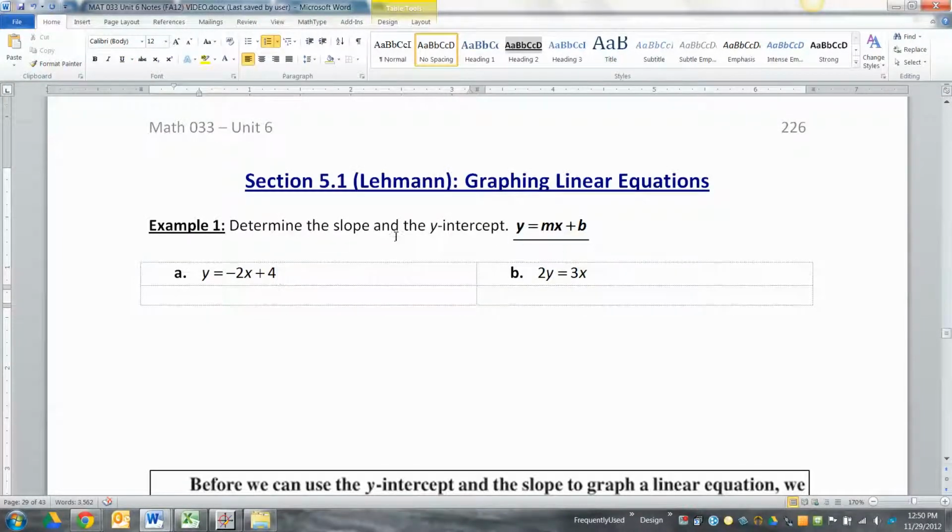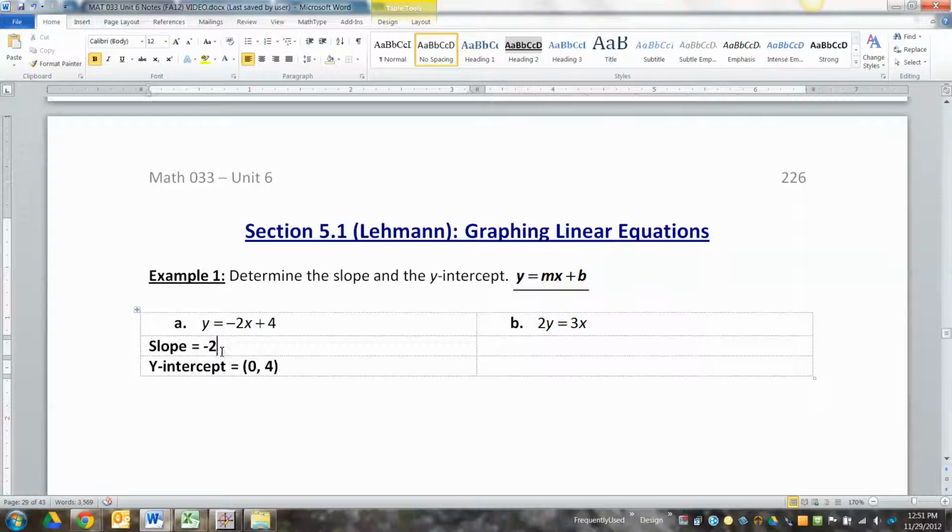All right, so if we have y equals mx plus b, we look at this equation right here, you can see, hopefully you can see, that the slope is the number that's multiplied by your x, that's your m, which is -2. Poof, there it is. And then your y-intercept is 0, 4.